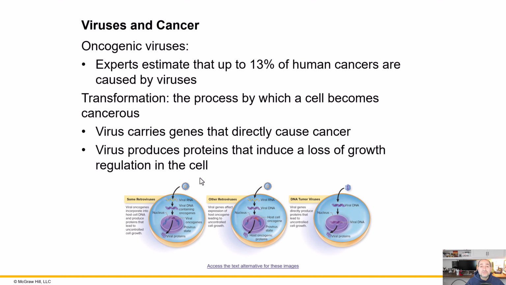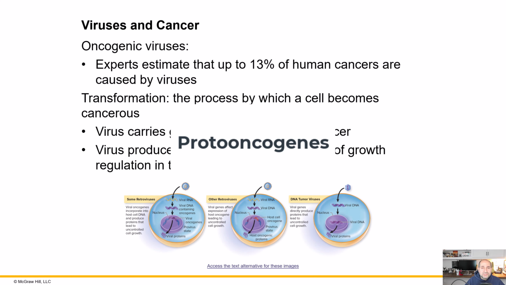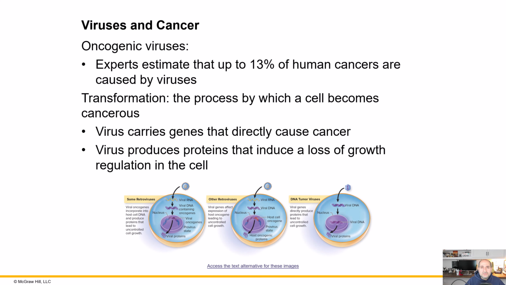For example, there are certain strains of human papillomavirus that are known for causing cancer, cervical cancer. This is done by either bringing cancerous genes to the cell, these are known as oncogenes, or by causing problems in your own genes, known as proto-oncogenes. Either way, certain viruses can cause cancer.